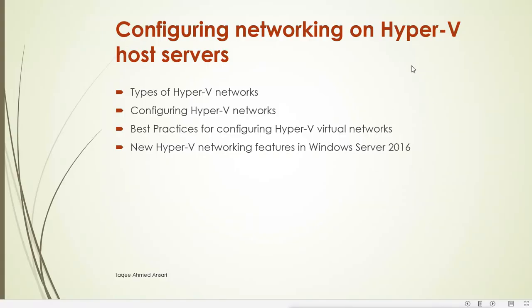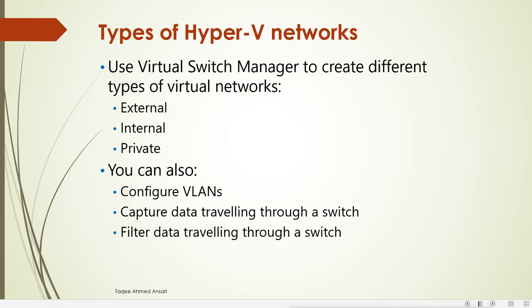Now for configuring the networking on our Hyper-V host server, first we have to know what types of Hyper-V networks we have. We have these three types of network. We can use the Virtual Switch Manager to create different types of virtual network: first external, then internal, then private. We can also configure VLANs. We can capture the data traveling through the switch, and also we can filter the data traveling through the switch.